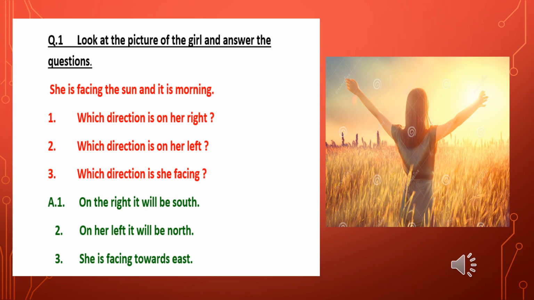On her right, it will be south. Question 2. Which direction is on her left? On her left, it will be north. Which direction is she facing? She is facing toward east as the sun rises in the east direction.